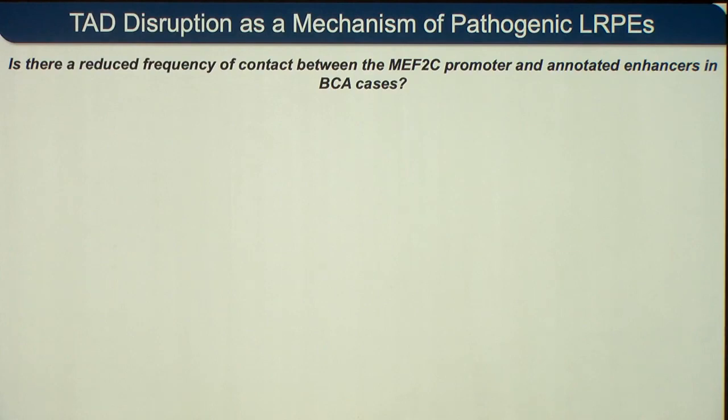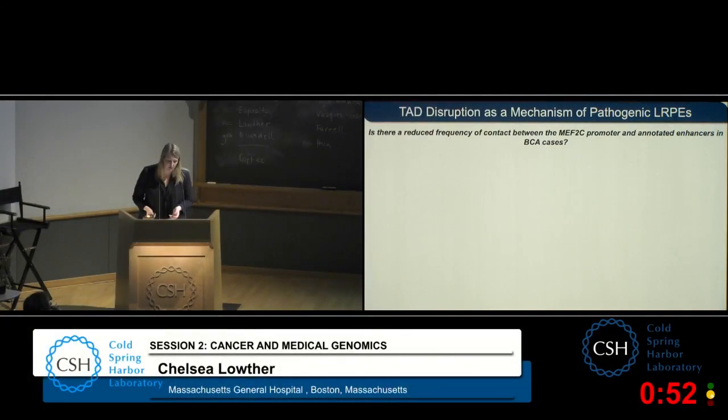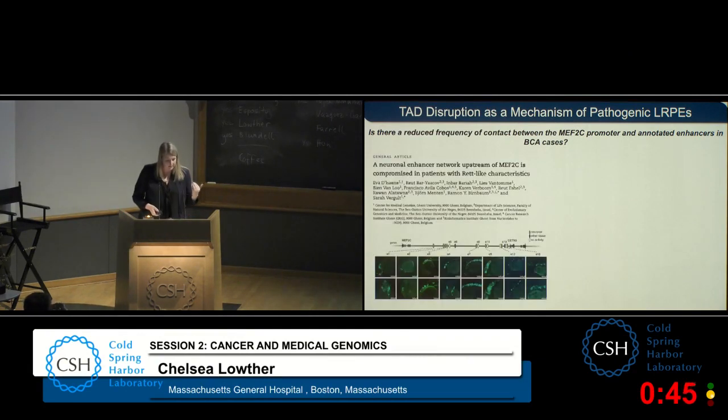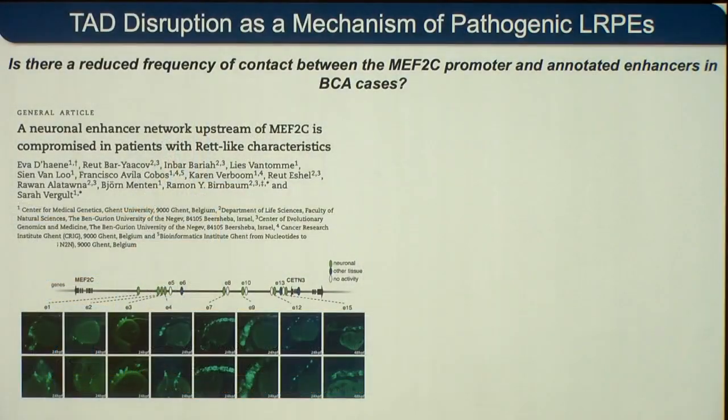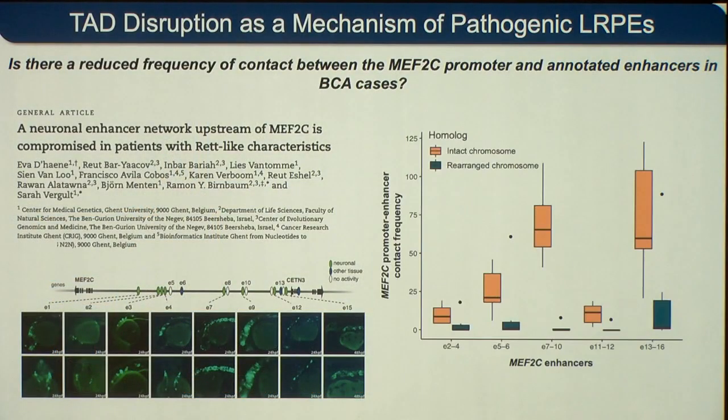So next, we just wanted to see if there was a reduced frequency of contact between the MEF2C promoter and its annotated enhancers. So we took 16 neuronal enhancer annotations and compared the contact frequency between the intact chromosome and the rearranged allele. And what we observed was a significant reduction in contact frequency. And when we looked at the actual Hi-C maps, it seemed like this reduction in frequency happened through two separate mechanisms.